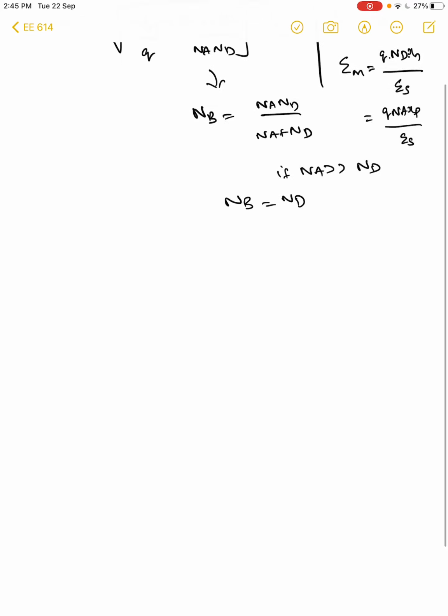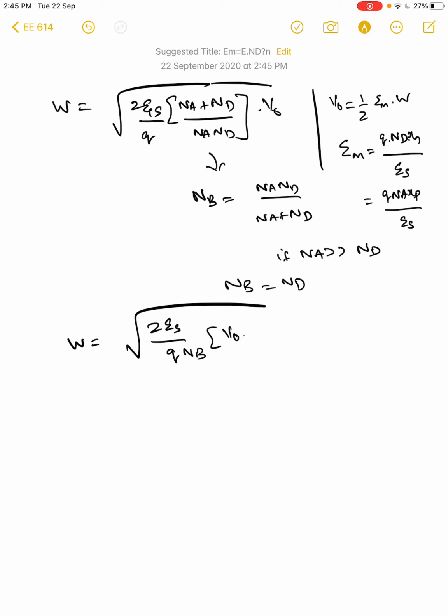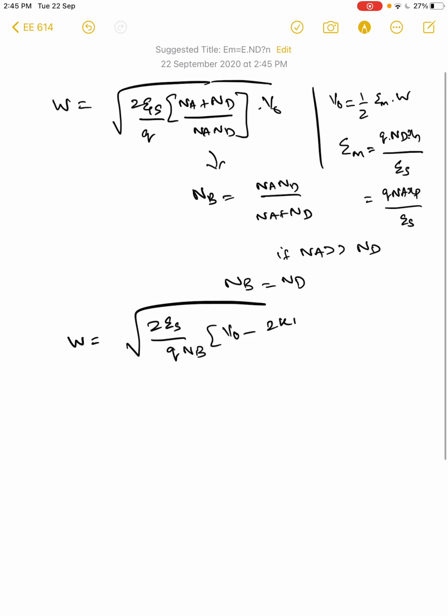So now we can rewrite W as root of 2 epsilon S by Q Nb. But then we know that it is actually 2 kT by Q. This 2 kT by Q comes because in the original derivation we neglected the majority carriers in the depletion width, which is not always true, and if you include them, you will get this correction for the mobile charges in the depletion width.